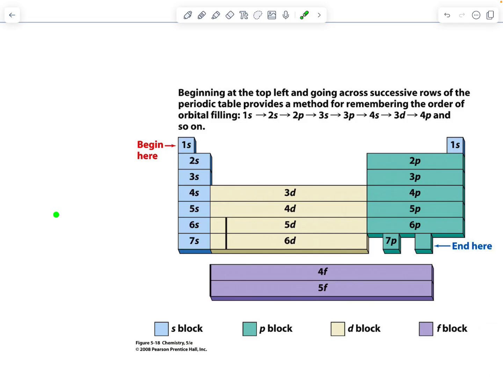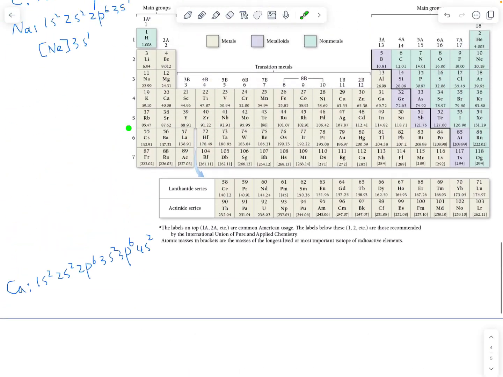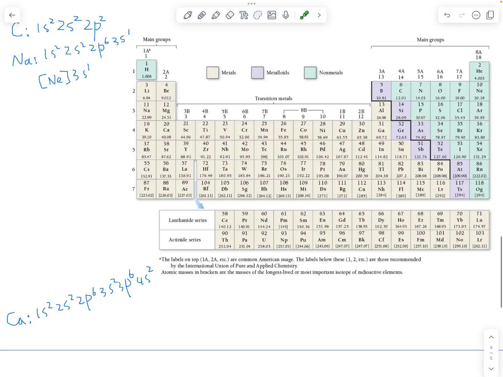So this is like a summary, right? You could follow this, but you don't have to, because you can always begin here: 1s, 2s, 2p, 3s, 3p, 4s, 3d, 4p, 5s, 4d, 5p, and on and on. So basically, you should be able to write the right electron configuration for all 118 elements on the periodic table.